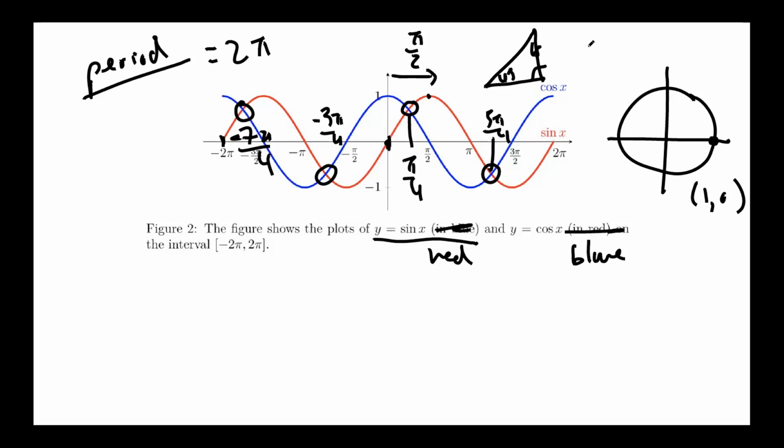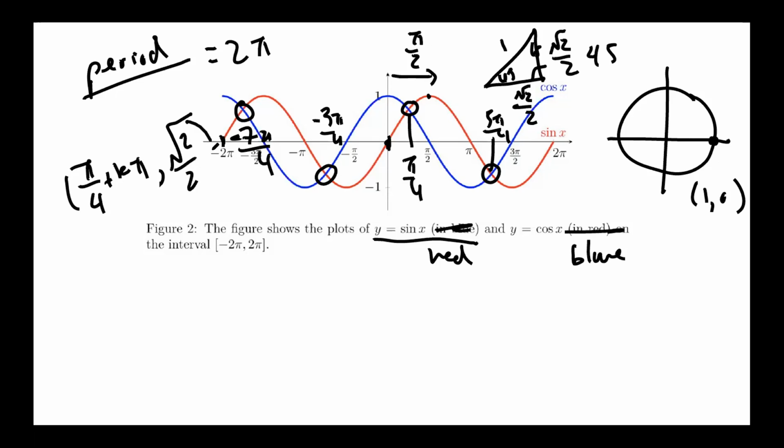Because when you look at a 45-degree angle, both legs will have the same value. So cosine and sine will have the same value. And in general, that means that the graphs will intersect at all points that satisfy this coordinate here, where k is a positive integer.